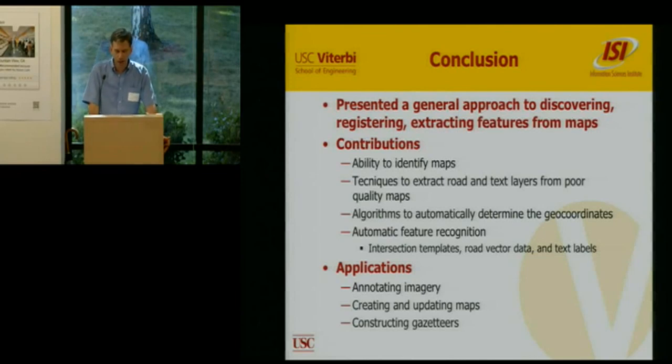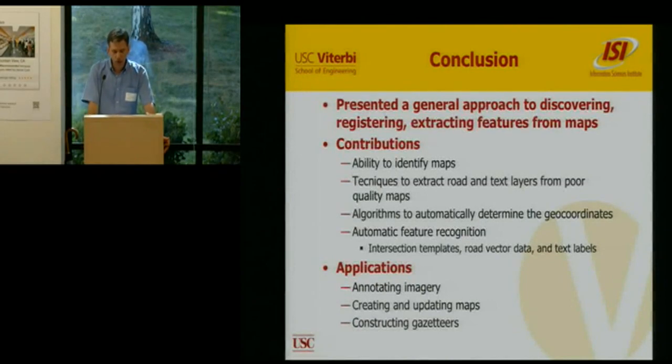We can use it for creating and updating maps. One interesting thing I was surprised by is we would take commercial maps and do this automatic registration and overlay them on the imagery, and you would discover there are a lot of mistakes in commercial maps. You'd be surprised how many mistakes are actually in the maps, and they're very easy to see when you overlay them. But also building maps for areas we don't have good maps for.